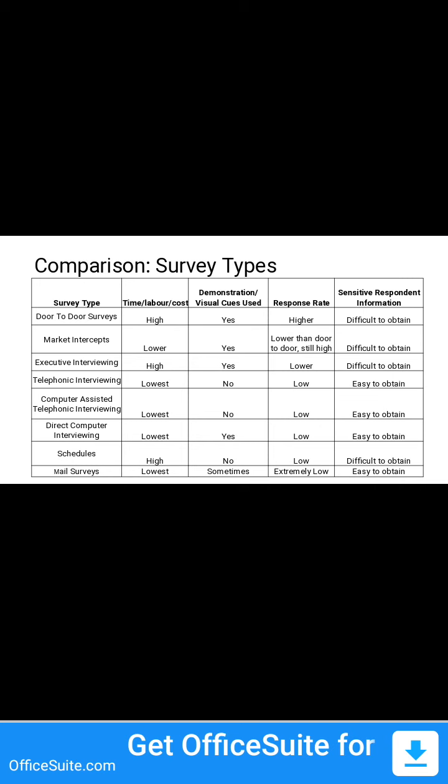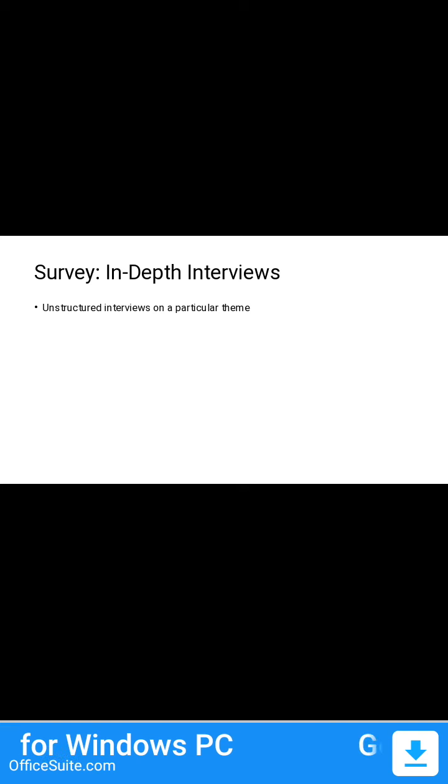Now let us move over to a slightly different type of survey, which is called an in-depth interview, or in-depth interviewing. As the name suggests, what do we mean by in-depth? In-depth means you are trying to gather very rich information, and that is the job of in-depth interviews. Let us have a look. Unstructured interviews on a particular theme. These are unstructured interviews, but they are on a particular theme.